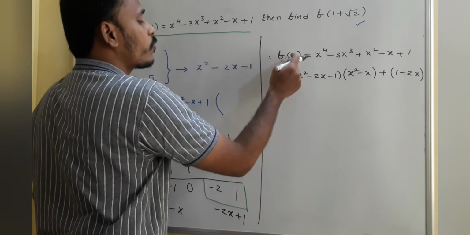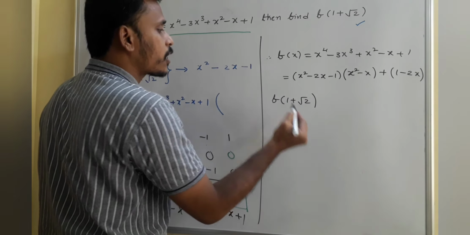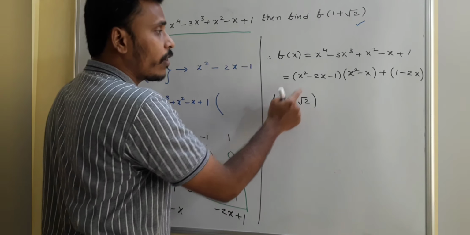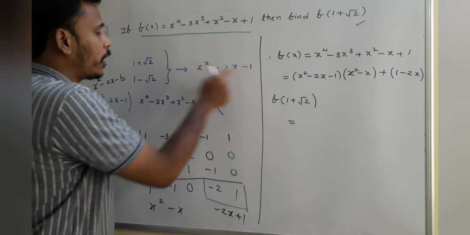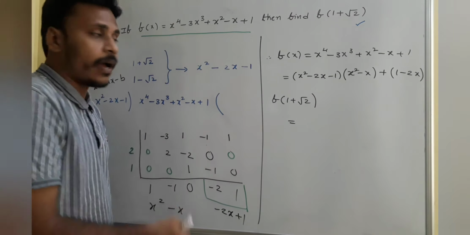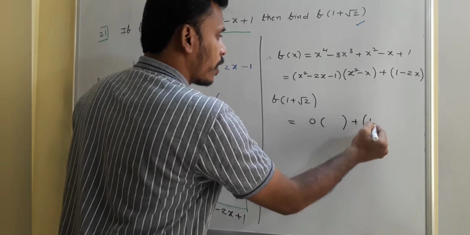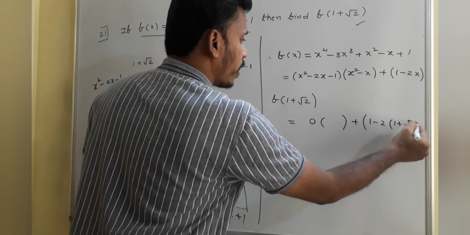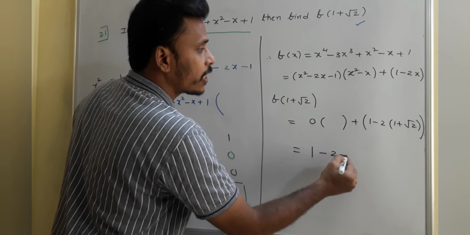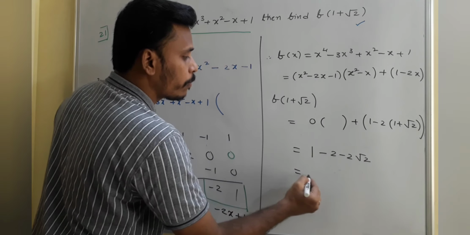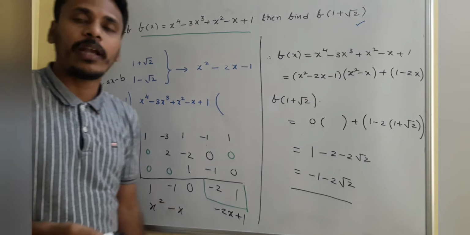Now, if you replace x with 1 plus root 2, f of 1 plus root 2. Replacing x with 1 plus root 2 means substituting 1 plus root 2 in this polynomial. Actually, for the polynomial x square minus 2x minus 1, 1 plus root 2 is a root, and that's why if you replace x with 1 plus root 2, it will become 0 into something plus 1 minus 2 into 1 plus root 2. And this is 0, whereas coming to the other part, 1 minus 2 root 2. On simplification, minus 1 minus 2 root 2 is your polynomial value at 1 plus root 2.